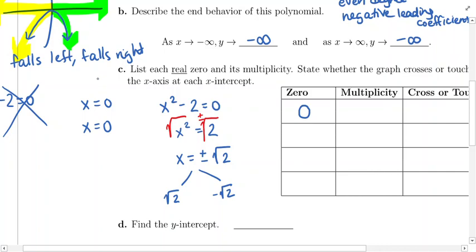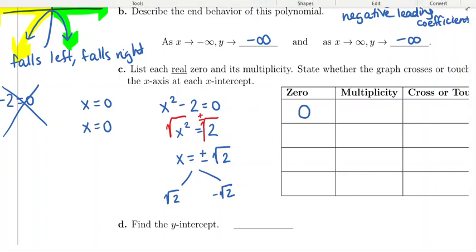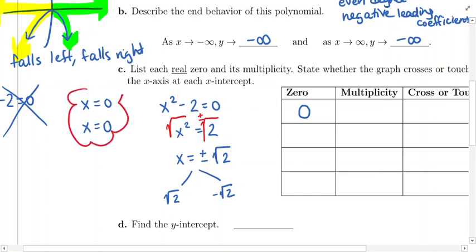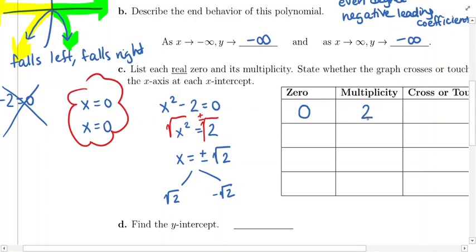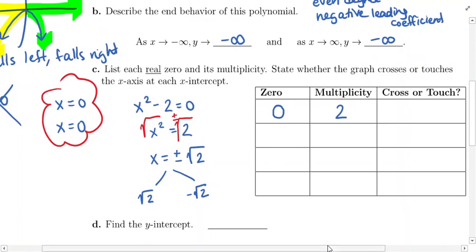Remember, when I wrote it out, we got this x-intercept twice. So it's going to have multiplicity 2. Since this is an even multiplicity, our polynomial function here is going to touch or bounce. Then from this next piece, x squared minus 2 equals 0, when we solved that, we got two zeros: negative square root of 2 and positive square root of 2.